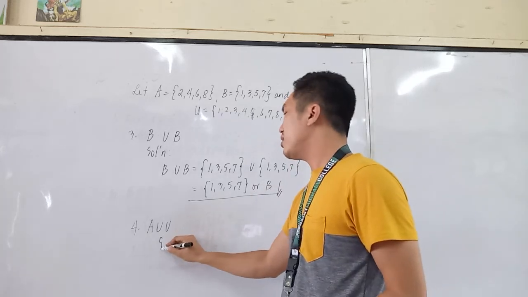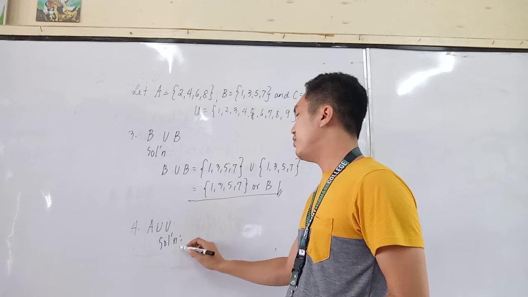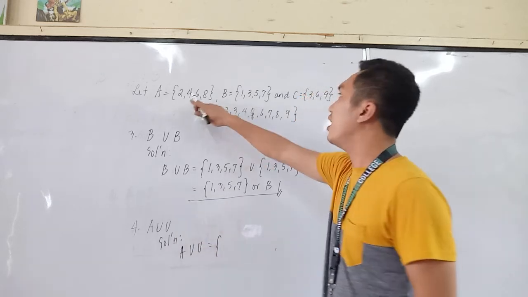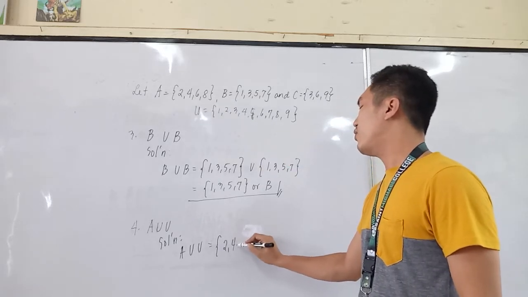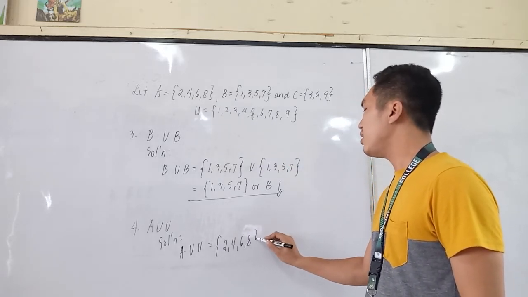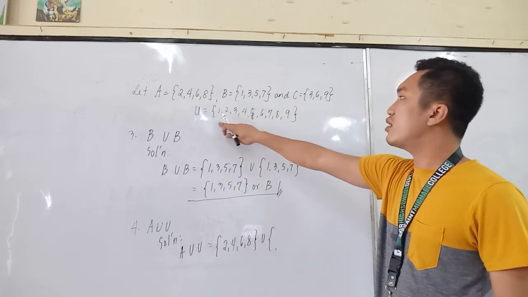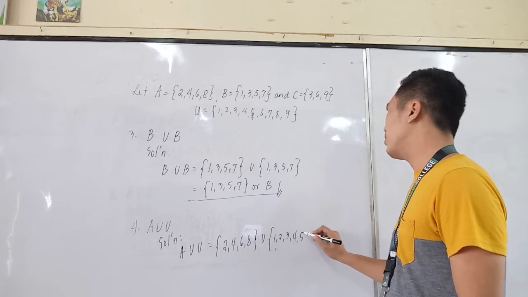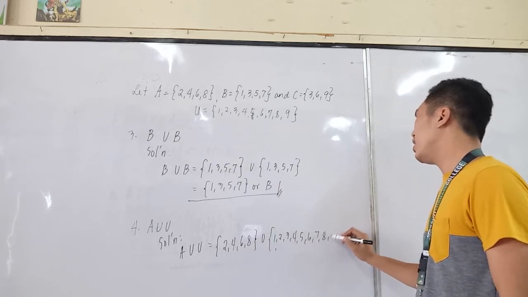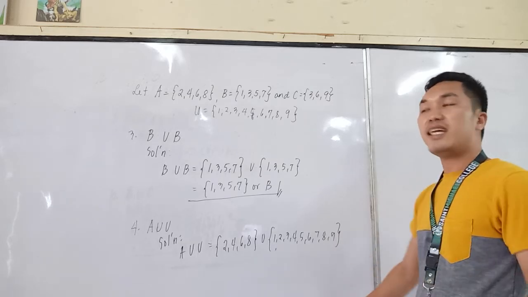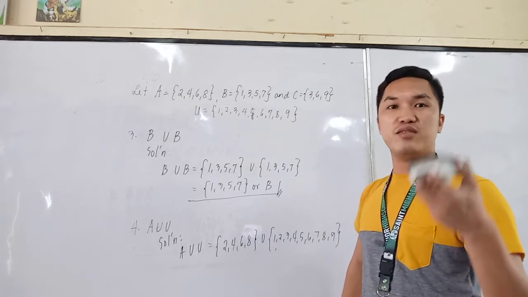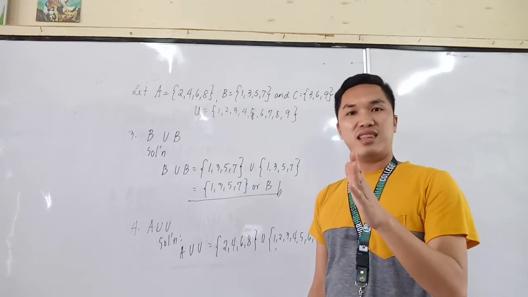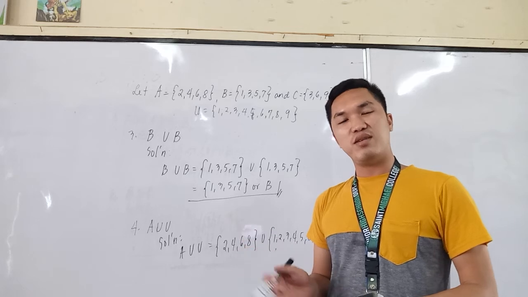Okay, let us look at the solution. So we have set A union to universal. Set A is 2, 4, 6, 8. Union to universal, we have 1, 2, 3, 4, 5, 6, 7, 8, and 9. Take note that when you find the union of a set to a universal set, put in mind that every set is a subset of the universal set.